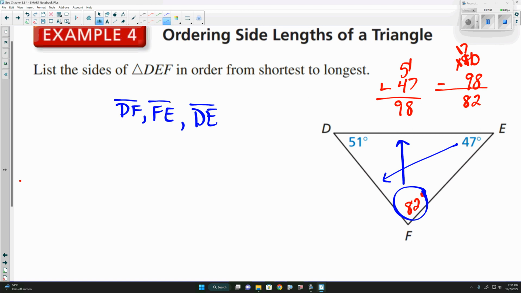FD is the smallest. FD or DF would be the smallest, DE or ED is the biggest, and EF or FE is the middle. Questions on this here?